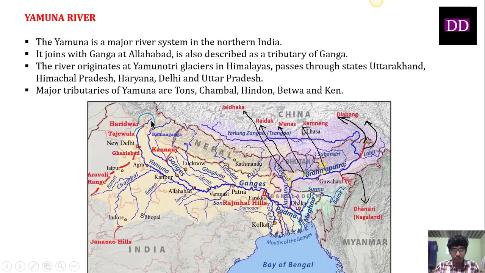Yamuna originates in Yamunotri glacier, and the tributaries of Yamuna are Tons, Chambal, Hindon, Betwa, and Ken. You can see Betwa, Chambal, and some of the tributaries are not in this map. You can see it here: Tons, Hindon, Ken. These are all the tributaries of Yamuna, and the states the river flows through are Uttarakhand, Himachal Pradesh, Haryana, Delhi, and Uttar Pradesh.